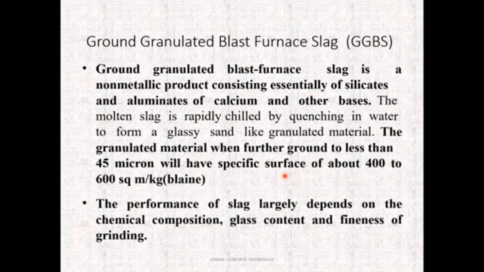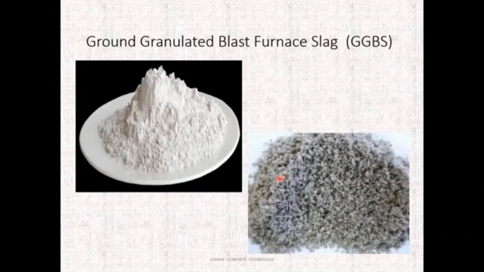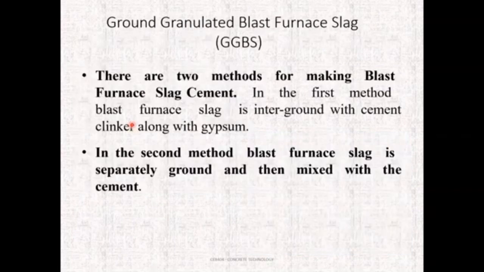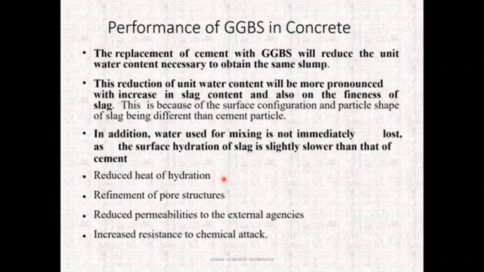The performance of the slag largely depends upon its chemical composition, glass content and fineness of grinding. The figure shows the image of the GGBS. There are two methods of making blast furnace slag cement. First one, the slag is interground with the cement clinker along with the gypsum. The second one is that slag can be separately added during the mixing of the concrete.